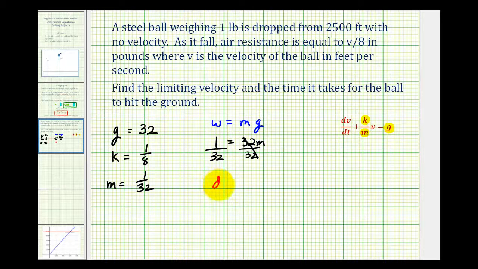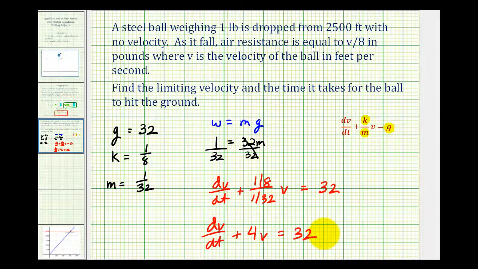We have dv/dt plus, this would be 1/8 over 1/32 times v must equal positive 32. Well, 1/8 divided by 1/32 is going to be 4, so we have dv/dt plus 4v equals 32. Again, this is a linear first-order differential equation, so we're going to solve this using an integrating factor. Let's go ahead and do that on the next slide.